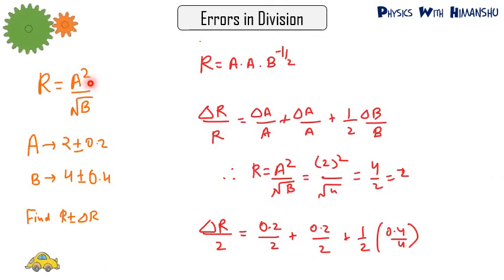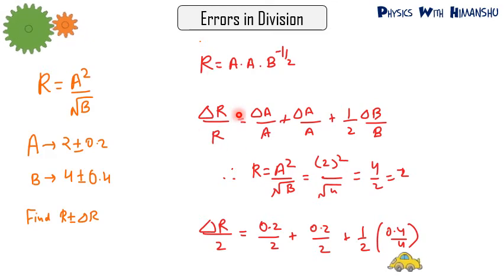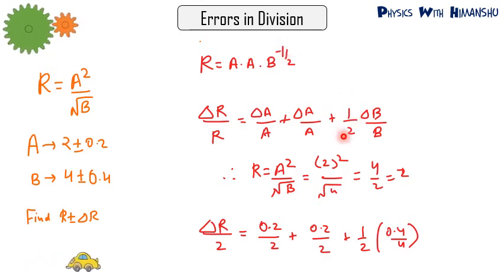Suppose we have R equal to A square divided by root B, where A is given by 2 plus minus 0.2, B is given by 4 plus minus 0.4, and we have to find out R plus minus del R. See, we can write A square to be A into A and 1 upon root B to be B raised to power minus half. Now putting the error equation, for R we can write del R by R, for A we can write del A by A, for A we can write del A by A, and for B raised to power minus half, see, it's negative, but what I have said is you have to always put the positive sign. So the power will come in forward and it will be positive. So plus half del B by B.